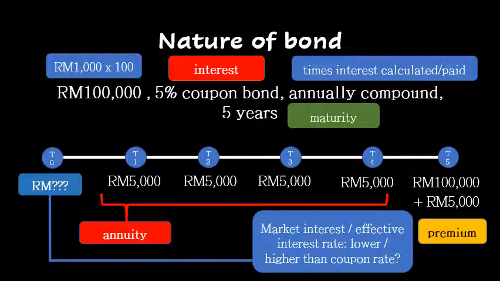Now, if the effective interest rate is lower than the coupon rate, the fair value at the inception is expected to be at premium. This simply means higher than the nominal value. If the effective interest rate is higher than the coupon rate, the fair value at the inception is expected to be at a discount. This simply means lower than the nominal value.